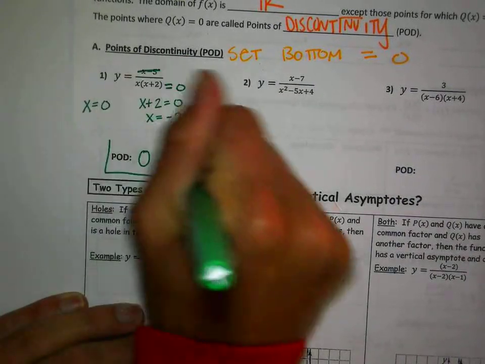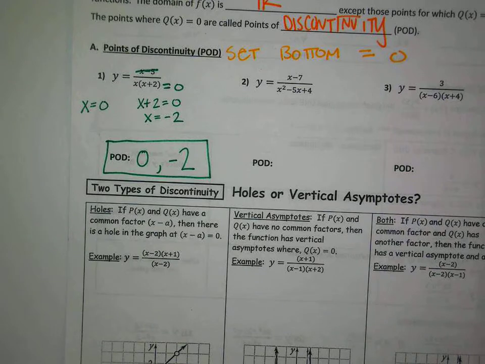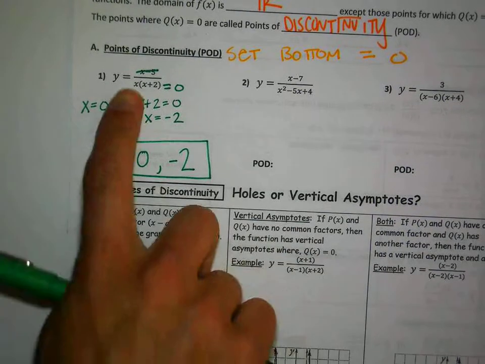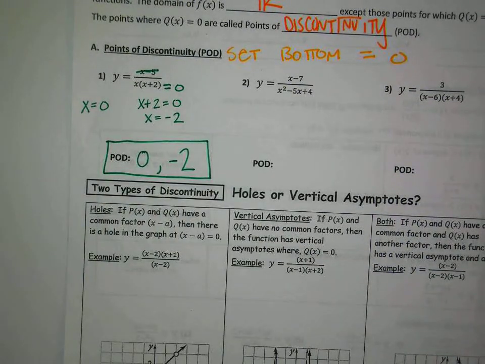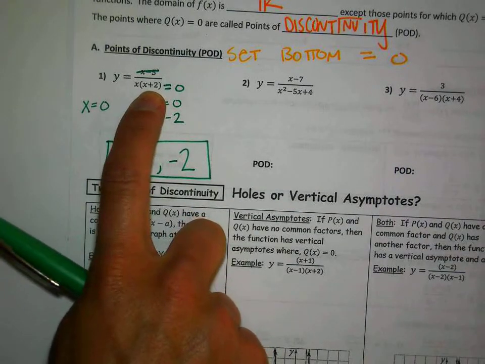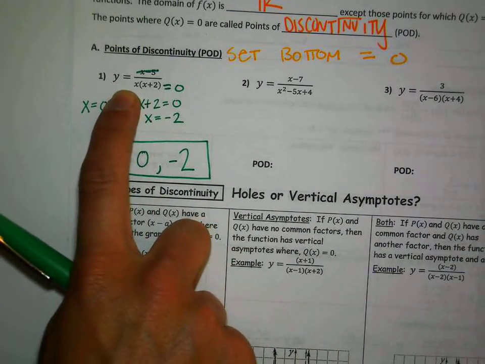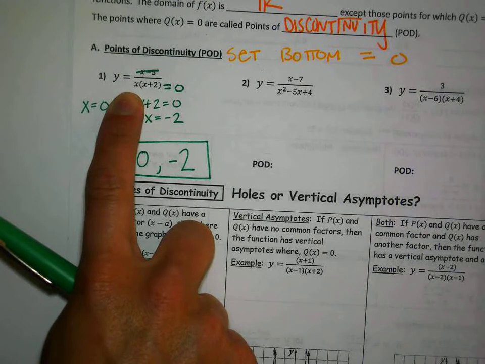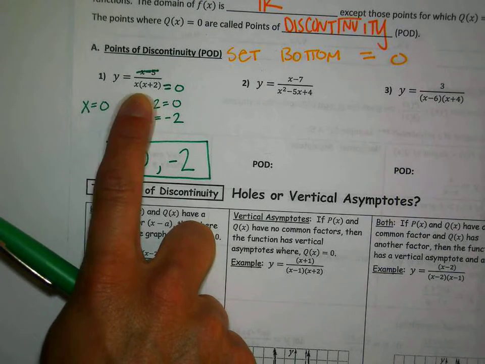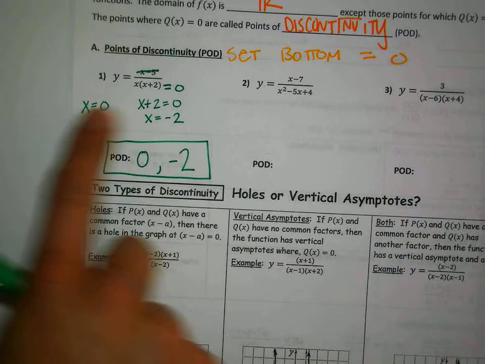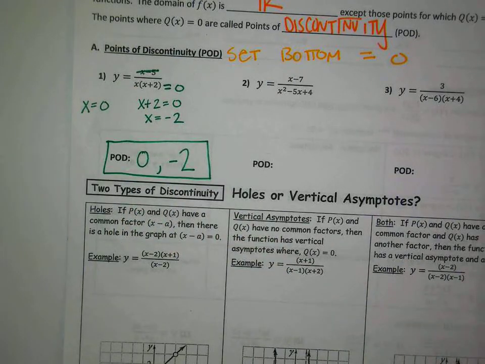Okay, that makes sense. If you plug in 0 for x, 0 plus 2 is 2 and 0 times 2 is 0. Right, and you get 0 on the bottom, which is why it's a point of discontinuity. Negative 2 plus 2 is 0. 0 times negative 2 is still going to be 0. So if you plug either of these into the bottom, you'll get 0.